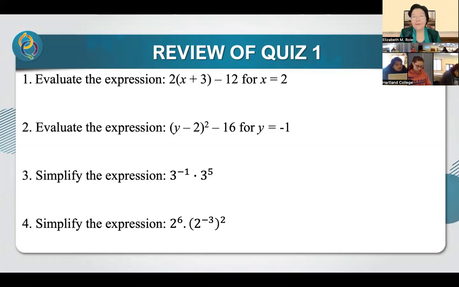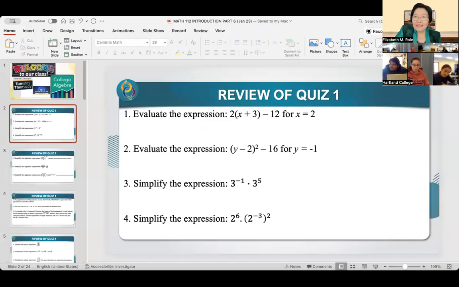Now, number 4. What happened? For number 4, that's 2 to the 6, and you multiply that by 2 to the -3 squared. When you say 2 to the -3 squared, I think you learned that that is the power rule, where you multiply 2 times -3, which is -6. And so you'll now have 2 to the 6 times 2 to the -6, which will give you 2 to the 0, which will now be equal to 1.